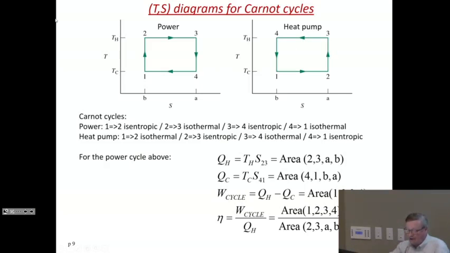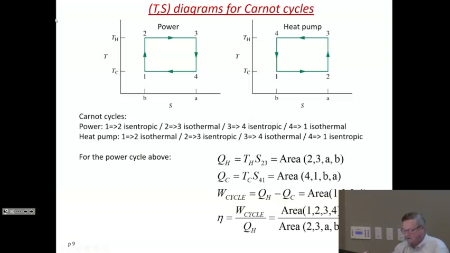Now, the area in the table above, well, so the heat is the TdS, right? It's T hot times S23. So the heat that goes in is this area here. The heat that comes out is S41. So the heat that comes out is this area here.